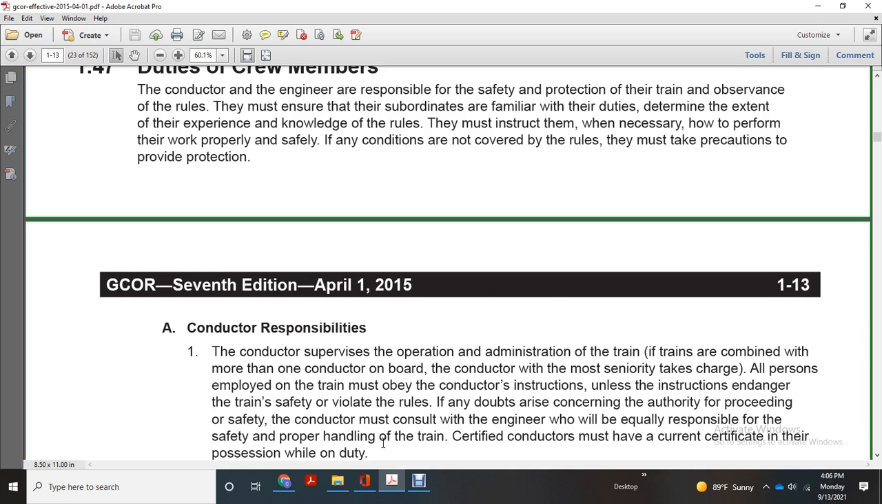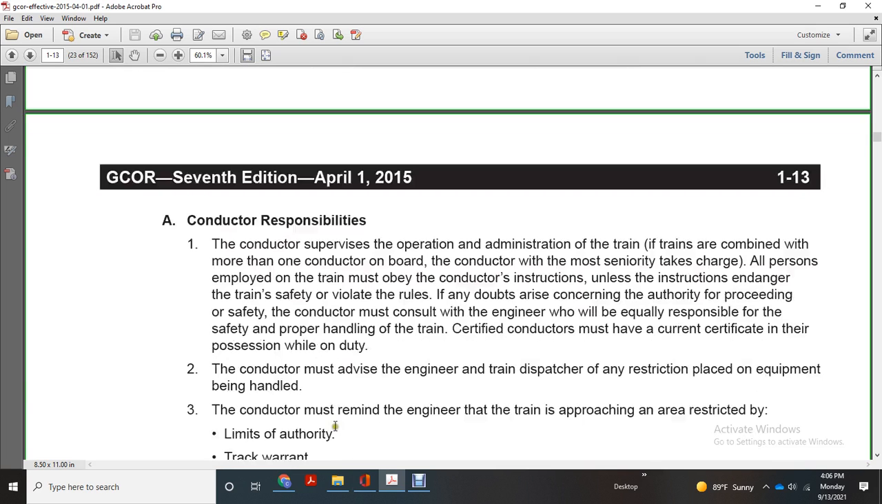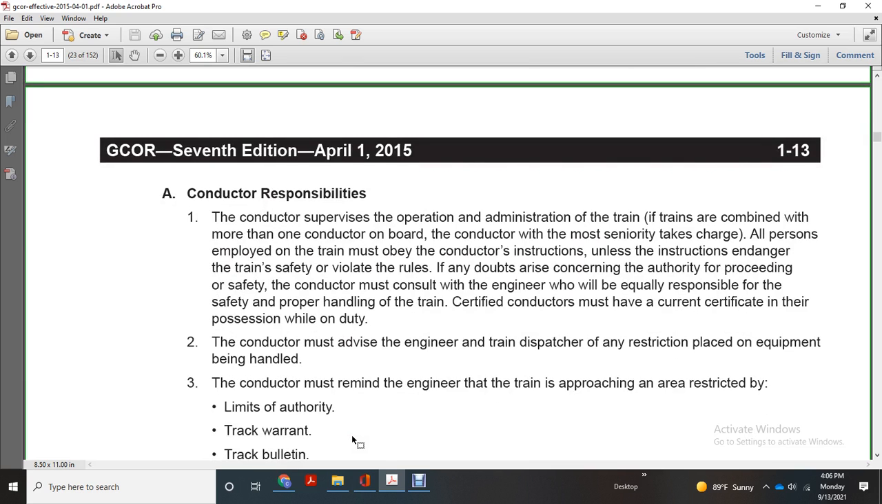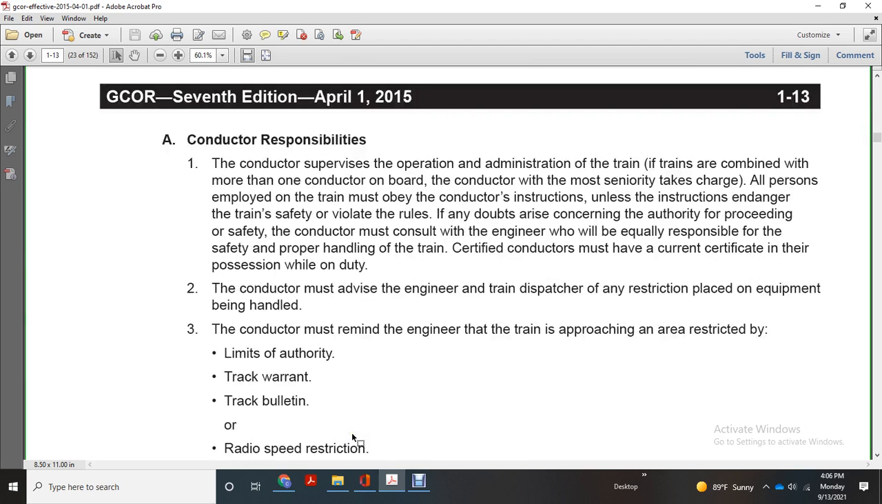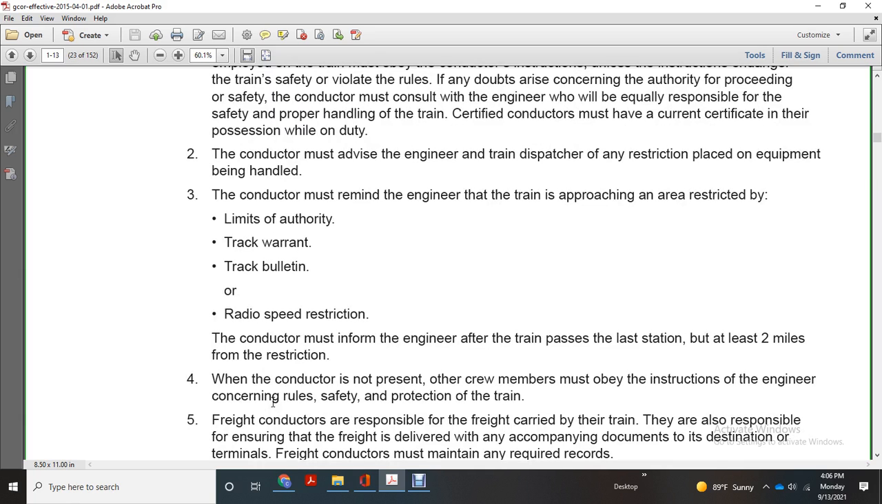Certified conductors must have their current certificate in their possession while on duty. The conductor must inform the engineer and the train dispatcher of any restrictions placed on the equipment being handled. The conductor must remind the engineer when the train is approaching a restricted area: limits of authority, track warrant, track bulletin, or radio speed restriction. The conductor must inform the engineer after the train has left the last station, but at least 2 miles from the restriction. When the conductor is not present, the other crew members must obey the instructions of the engineer concerning the rules and the safety and protection of the train.